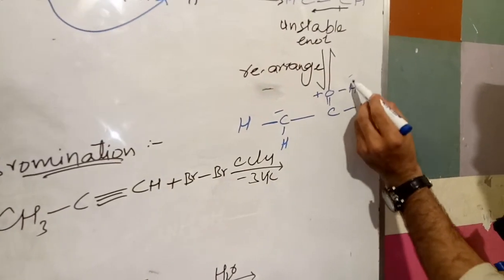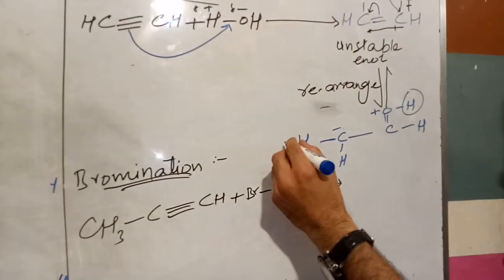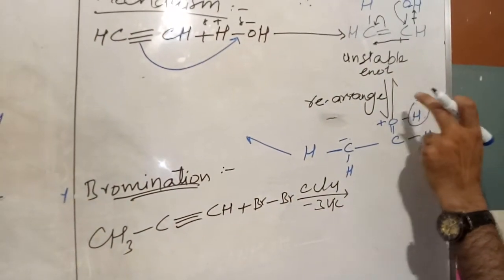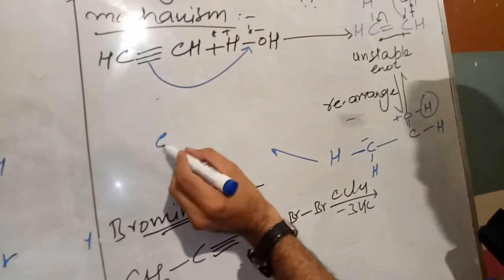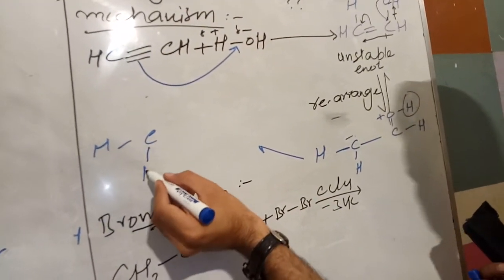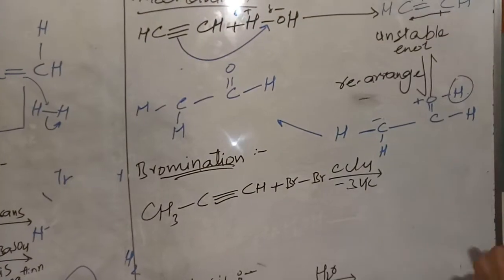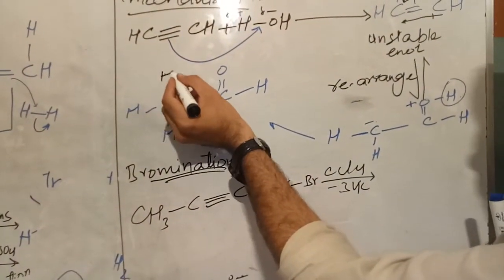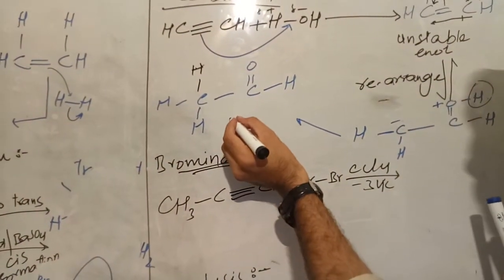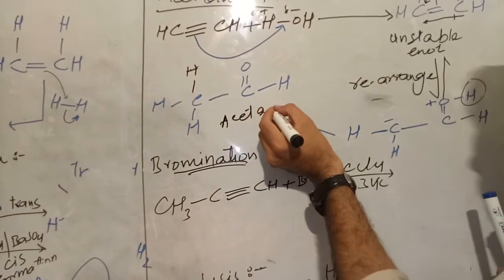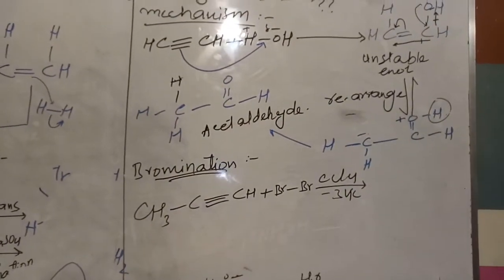Now we have this extra hydrogen, so this hydrogen will shift to that carbon so that this compound will become stable. As a result, by shifting this hydrogen, this is known as self-protonation. By doing self-protonation, we get this compound: H single bond C double bond H, and this is our coming hydrogen which we bring from that oxygen. So this is our final product, and that product name is acetaldehyde.